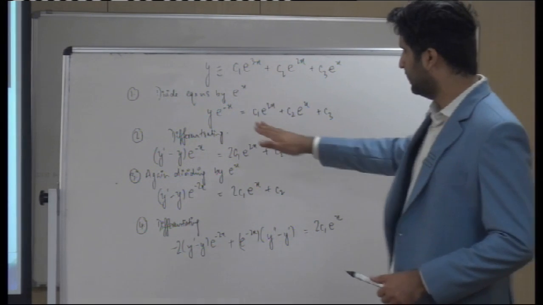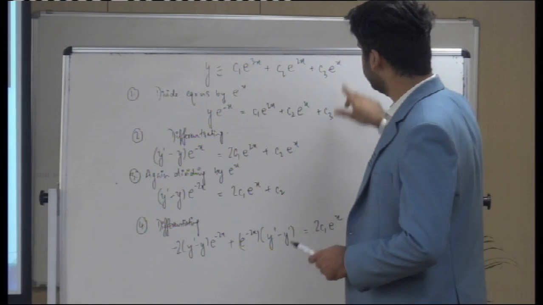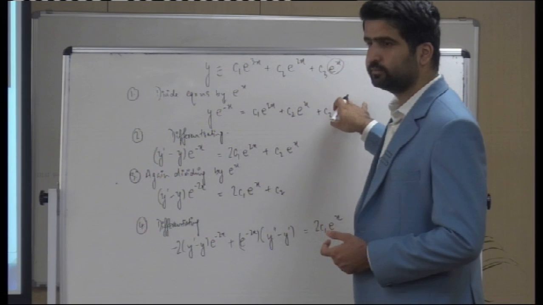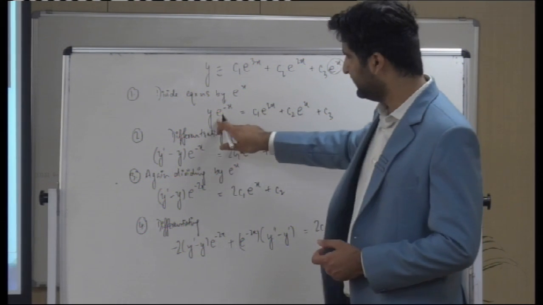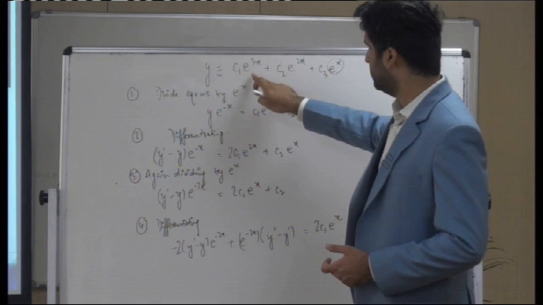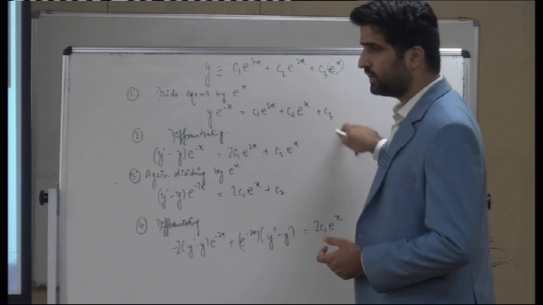So everybody did it like this, right? First you have this equation. What I did is divide the whole equation by e to the power x. So this becomes e to the power minus x, and this is e to the power 2x, right? Because it was e to the power 3x at first, and this is e to the power x, and then we have the constant over here.